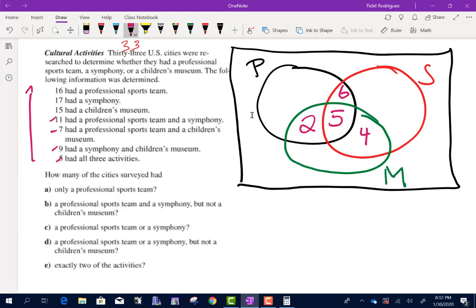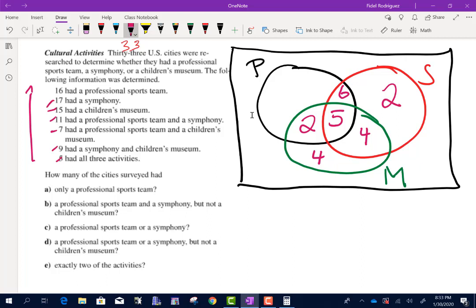Okay, 15 had a children's museum. So everybody in the green circle has to add up to the number 15. Well, look, 2 plus 5 is 7, plus 4 is 11. If we have to add up to 15, this guy is going to be 4. Okay, 17 had a symphony. So everybody in the red circle has to add up to 17. Well, 6 plus 4 is 10, plus 5 is 15. This one here must be 2.